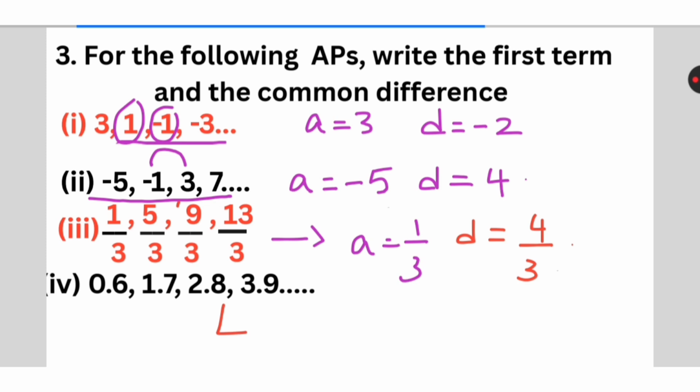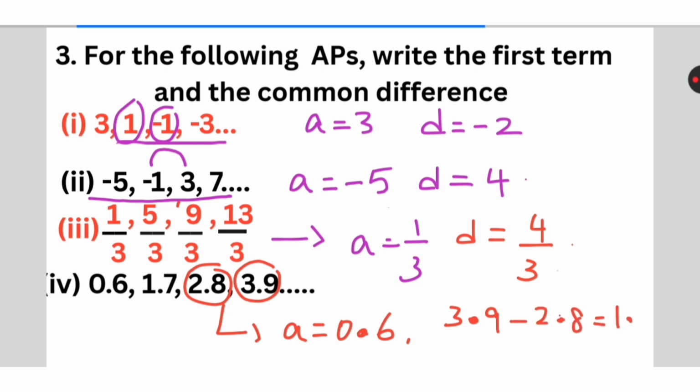Now let's check the fourth sequence. The first term is 0.6. Now let's check the common difference. Let's do A4 minus A3. That is 3.9 minus 2.8, which gives 1.1. Now let's do A2 minus A1. That is 1.7 minus 0.6, which gives 1.1. Here the common differences are the same. That means for the fourth sequence, the common difference is 1.1. Likewise, you can find the first term and common difference, which is very easy.